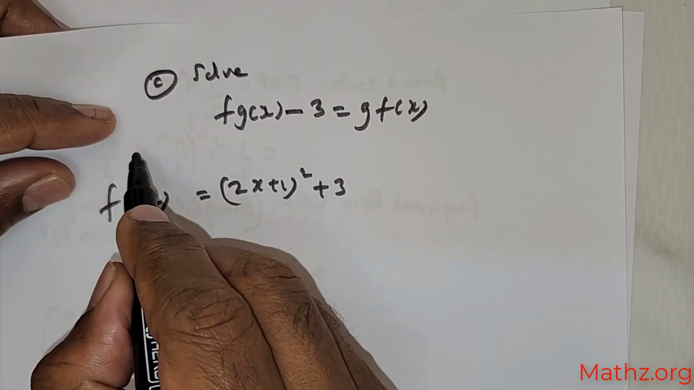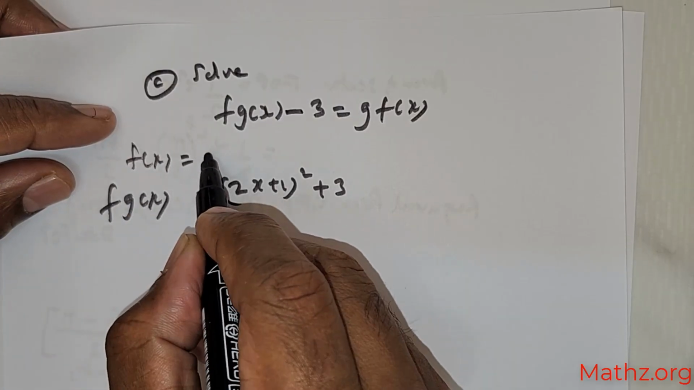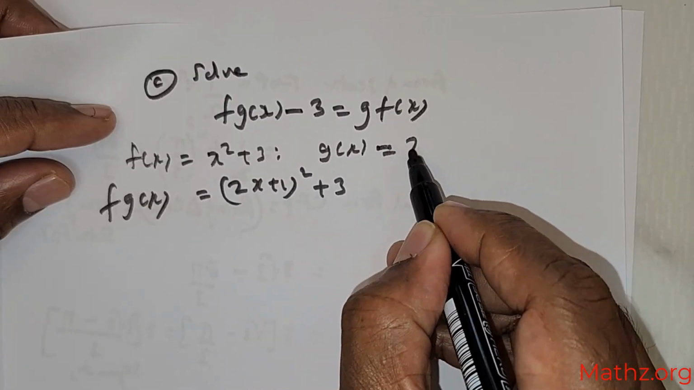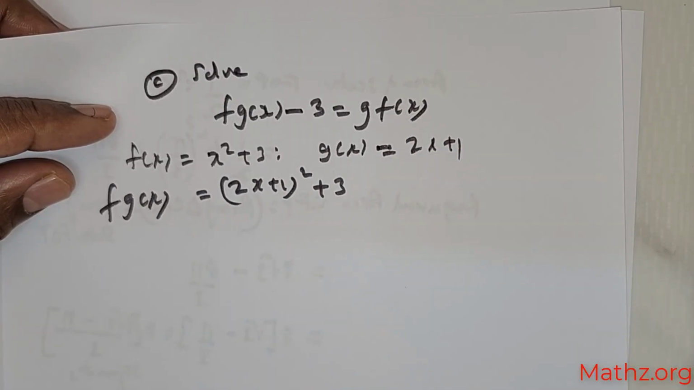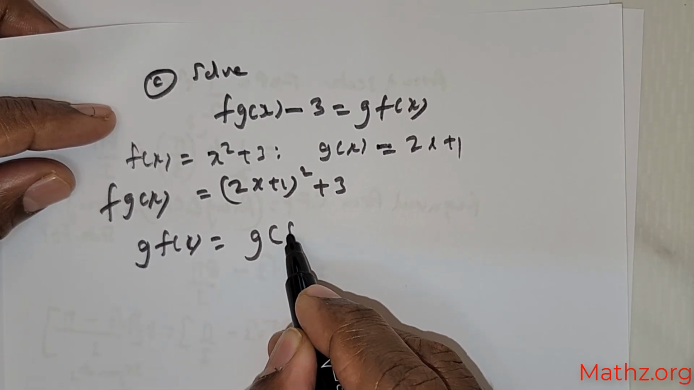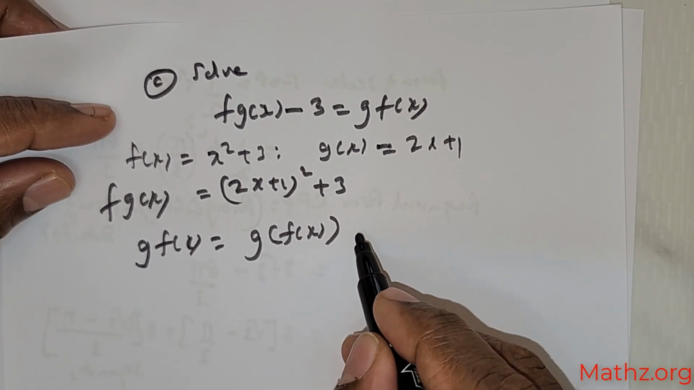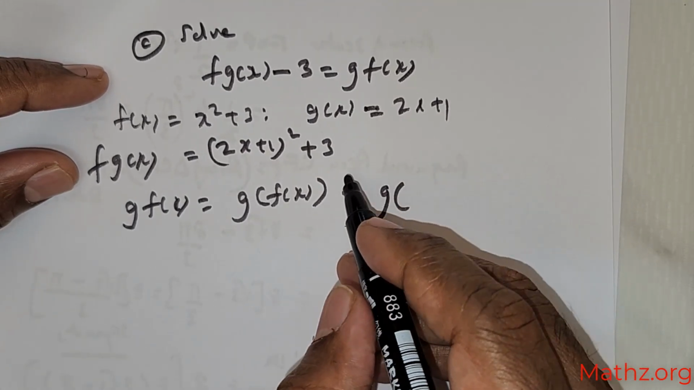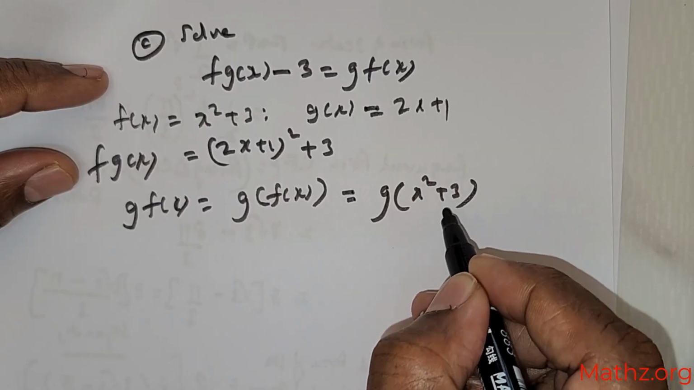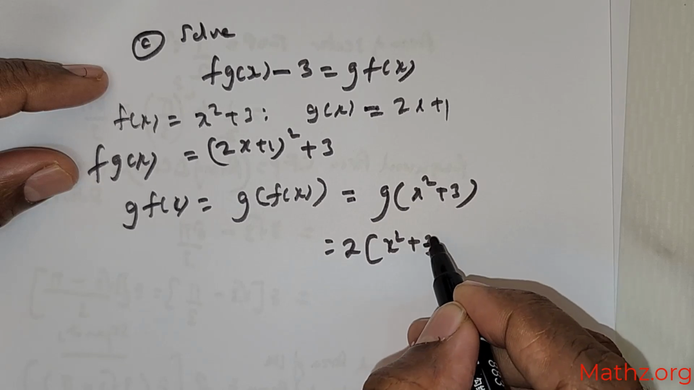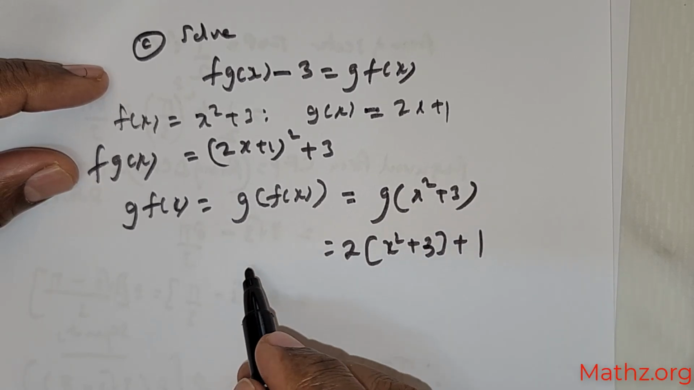Now we have to find, with f(x) being x² + 3 and g(x) being 2x + 1, we need to get gf(x). This is nothing but g of f of x, which is g of x² + 3. So you substitute here, it is going to be 2 times (x² + 3) + 1. So this is gf(x).